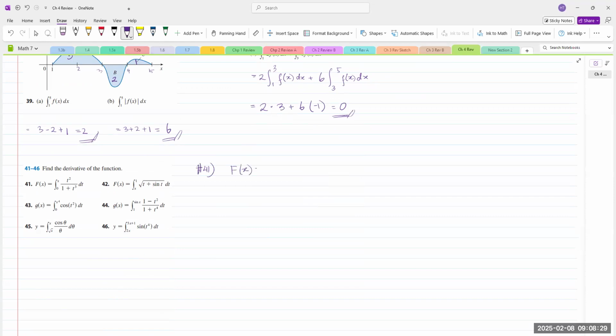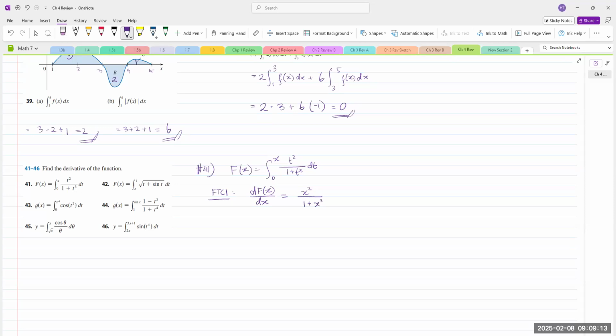Fx equals the integral from 0 to x of t squared over 1 plus t cubed dt. You are not to integrate that. By the fundamental theorem of calculus 1, the derivative of that function with respect to x will be, you basically replace the t by x in the integrand. Oops, should be x here. Okay, just like that.